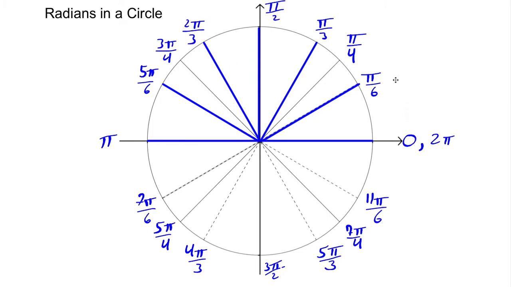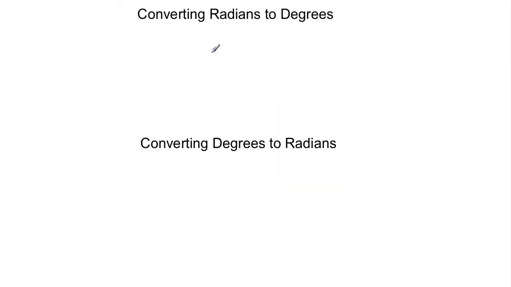So going around this circle, I have these angles that look familiar. For example, this first one here, pi over 6, well, that's the same as 30 degrees. So pi over 6 radians is 30 degrees. So there are 2 ways to describe an angle. We can have the radian measure, and we can also have the degree measure as well. So knowing that, it's going to be very important for us to convert between the 2. In order to convert, we need to use conversion factors.